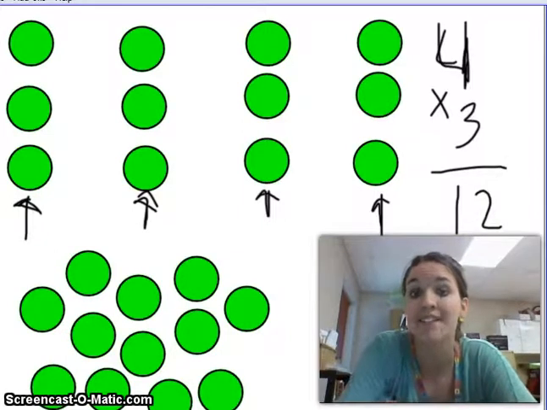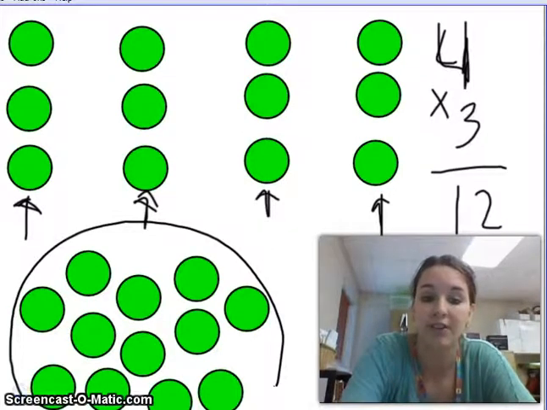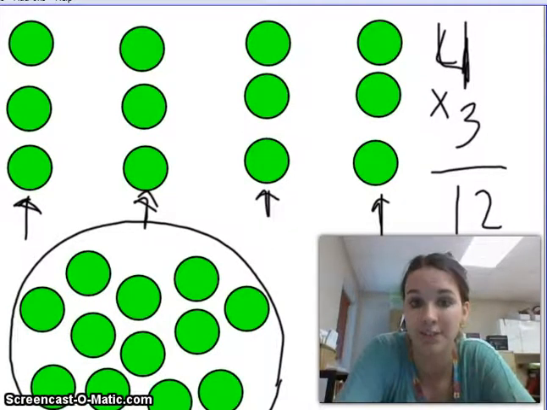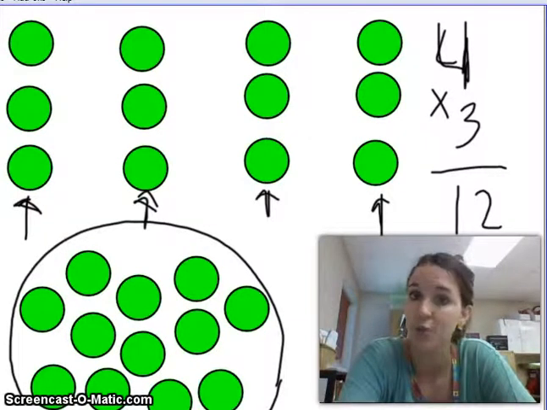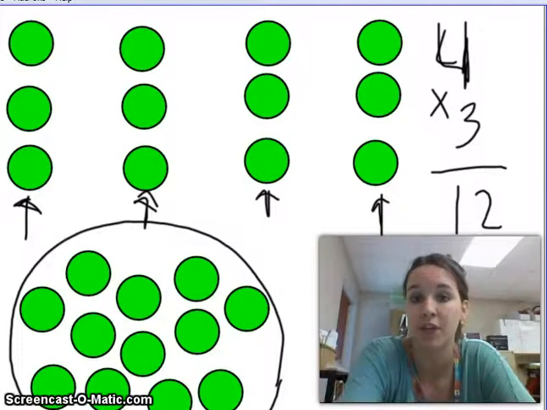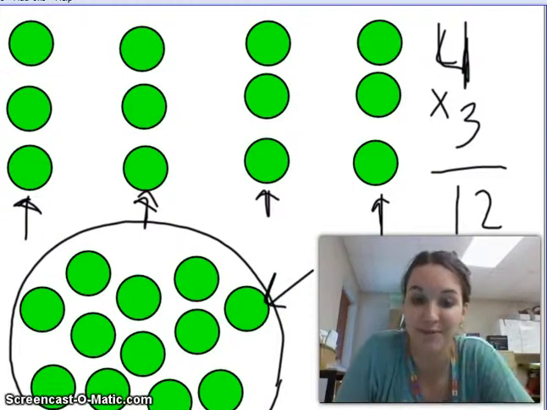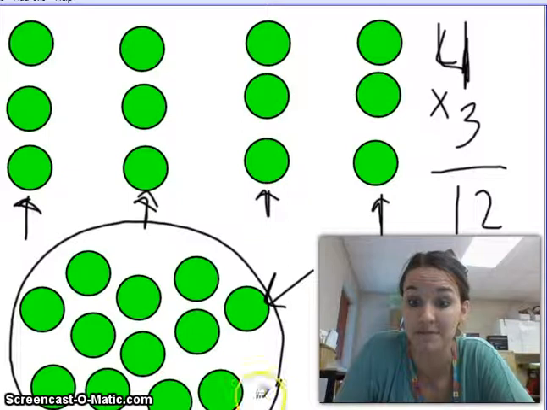So if I were to take all 4 of those rows and put them together, I would get this big group down here. There are 12 chips in that big group. So the top shows me the array of 4 times 3 because we know multiplication is putting equal groups together. I have 4 equal groups with 3 in each group. If I put those all together, I would get what I have in that big circle that I just made down at the bottom. I would have 12 chips.